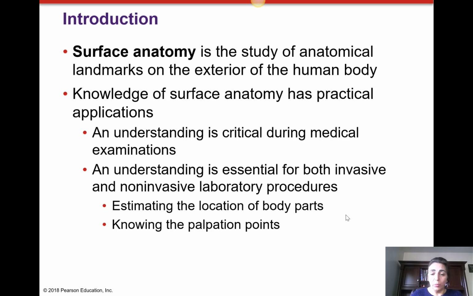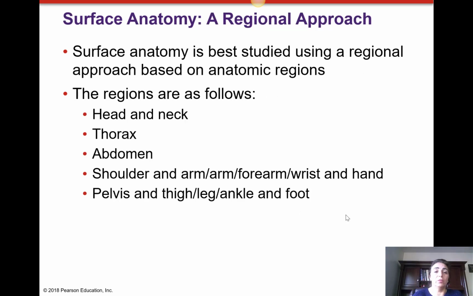Estimating the location of body parts, as we said, knowing the palpation point, all those ones, right? So these are some examples of the application.